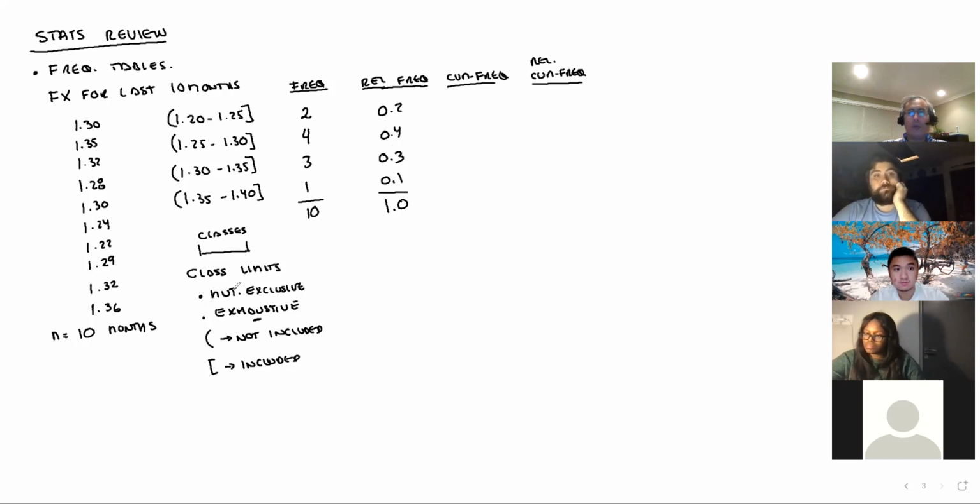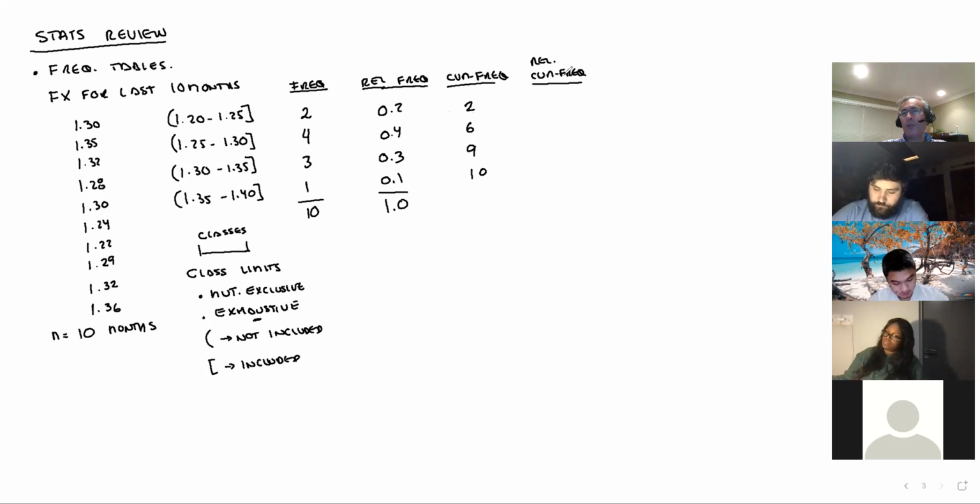Now, how do we compute the cumulative frequency? We simply start summing the frequency. So the first one is 2. The second one is going to be 2 plus 4, 6. The next one is 6 plus 3, 9. 9 plus 1, 10. I'm simply accumulating.